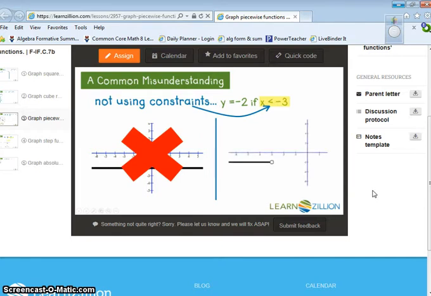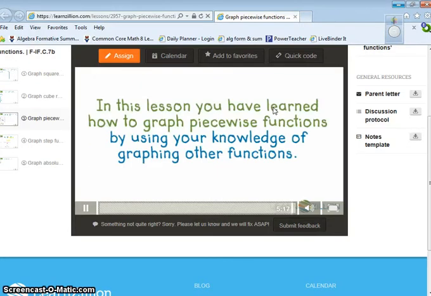The correct graph looks like this. It is where x is less than -3. It has an open circle because the point -3 is not part of this graph. In this lesson, you have learned how to graph piecewise functions by using your knowledge of graphing other functions.